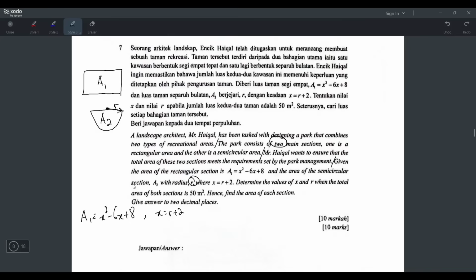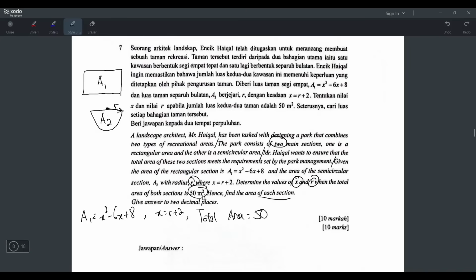Okay, let's not do it first. Let's read the whole thing first. Determine the values of x and r. Nak cari nilai x and r when the total area is 50. I think this is the most important information. Total area is 50, and it's in meter square. But it's fine, the rest also is in meters. Hence, find the area of each section. Give the answer to two decimal places.